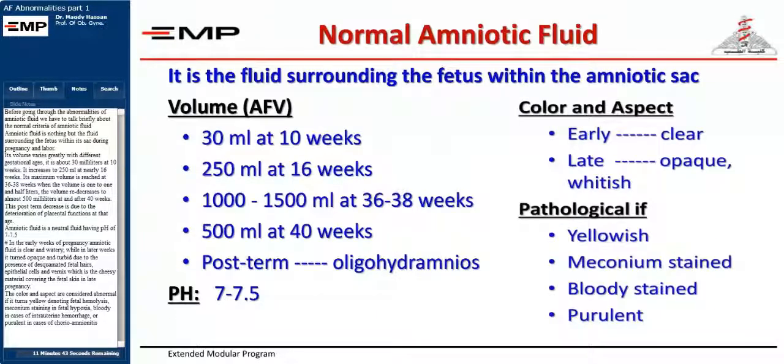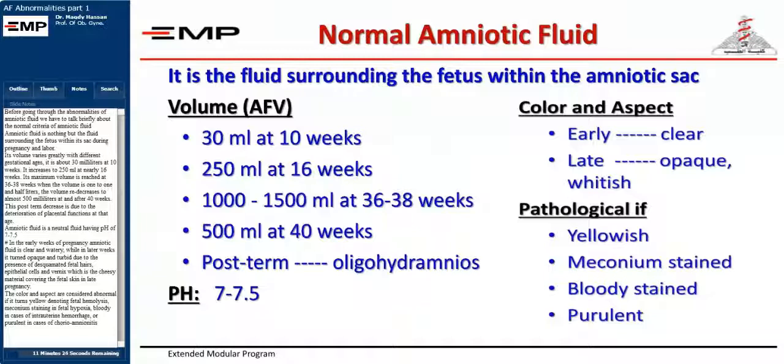Before going through the abnormalities of amniotic fluid, we have to talk briefly about the normal criteria of amniotic fluid. Amniotic fluid is nothing but the fluid surrounding the fetus within its sac during pregnancy and labor. Its volume varies greatly with different gestational ages.